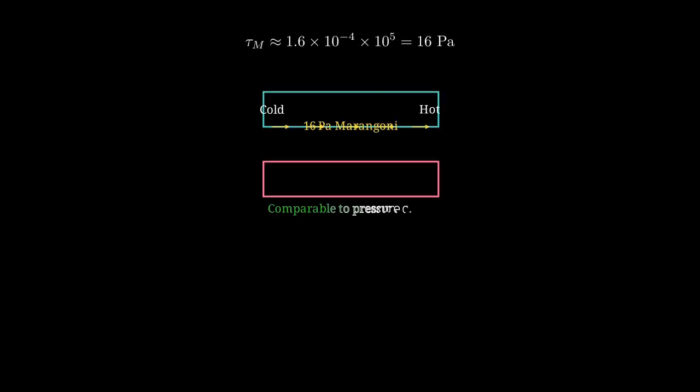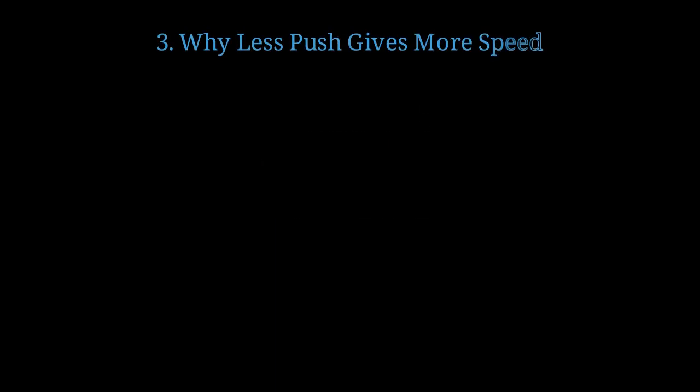This diagram shows how Marangoni forces of 16 pascals pull along the interface, strong enough to drive significant flow in microchannels. Now let's understand the counterintuitive mechanism behind negative resistance.